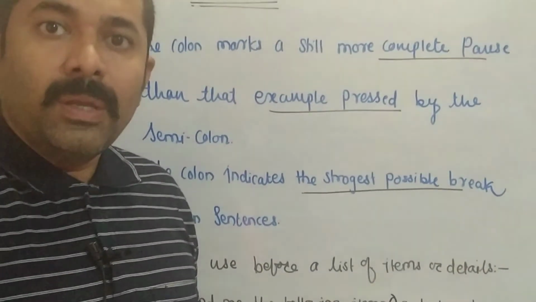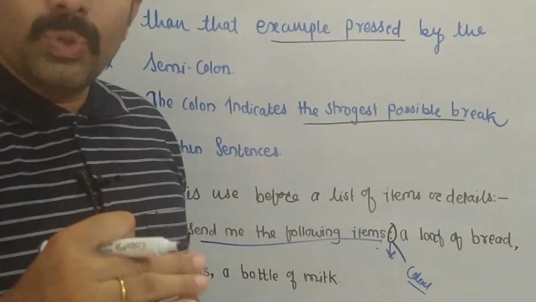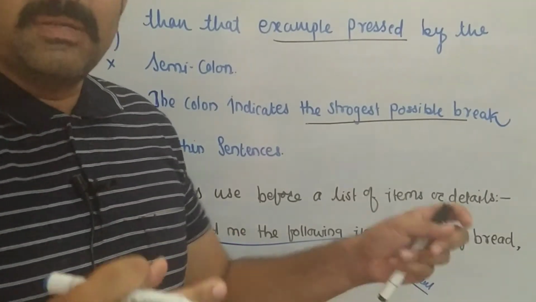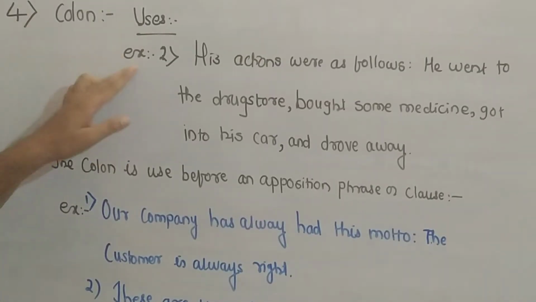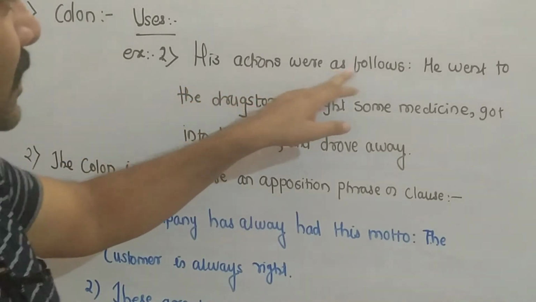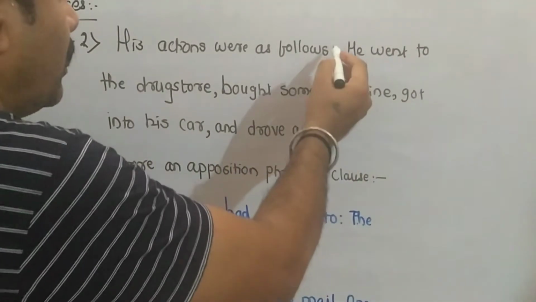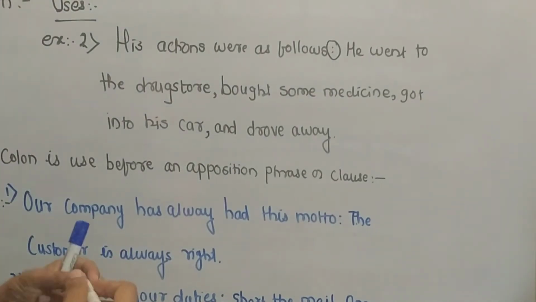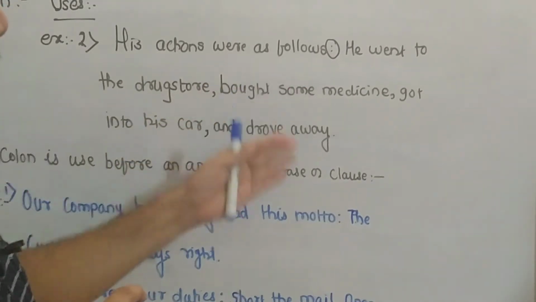We will see how the colon is used to write a sentence, to say something to others. That's why at that time we use these punctuation marks. Now the second example of the colon is: his actions were as follows. Here we use the symbol because of this. See the actions. His actions were as follows. Then what are the actions?